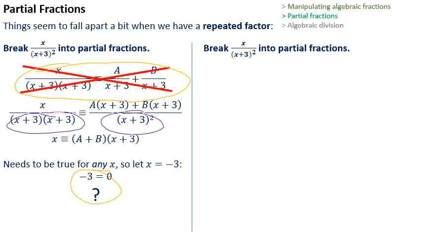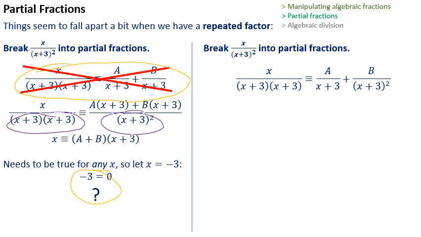Let's try this again, but this time I've got a different idea. We're going to have a over x plus 3 just like before, but we're going to have an additional copy of that repeated factor in the next fraction, b over x plus 3 squared. Now you might be thinking to yourself, well, what's the point? If we want to break it into simple fractions, why is a number over x plus 3 squared any better than x over x plus 3 squared? Well, it turns out a number rather than something linear is actually more helpful.